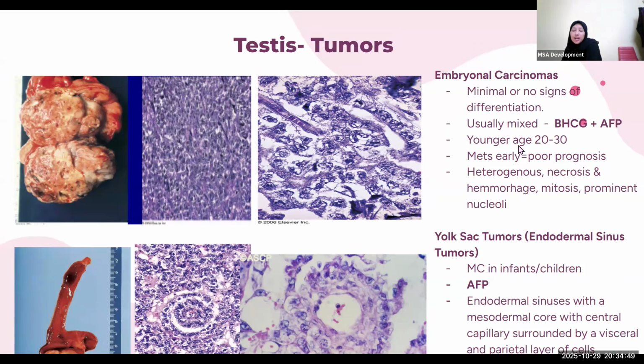So you will have tumor markers of both beta HCG and AFP, alpha fetoprotein, younger age. It's very, very poor prognosis because it's mixed and has necrosis, hemorrhage everywhere.